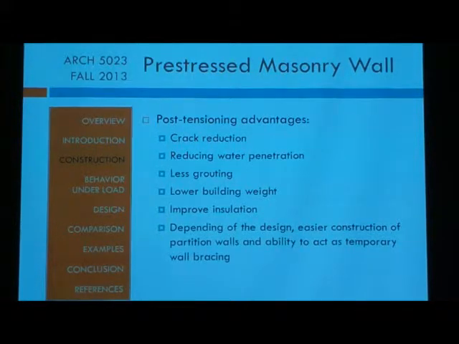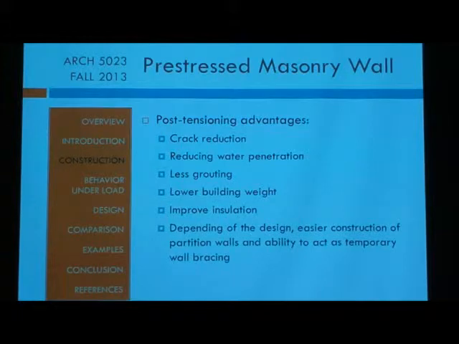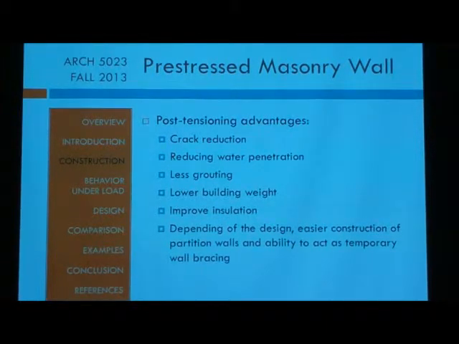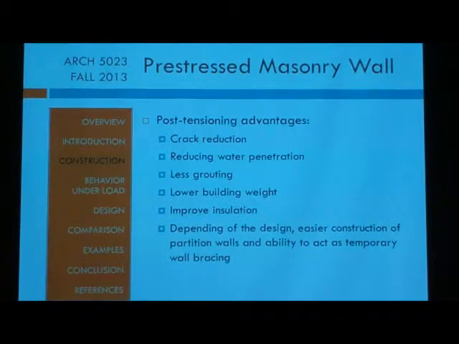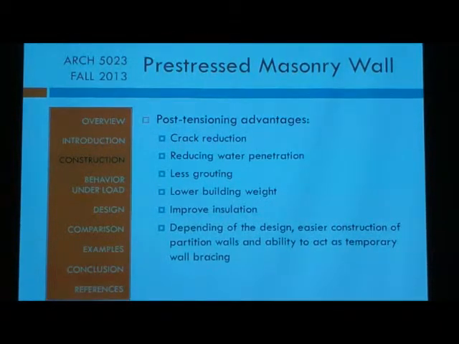You have less grouting to be used, depending on which one you're using, because if you use pre-tensioning, it will be different. For post-tensioning, you don't need to use as much. And you have a reduction of the load, a reduction of the weight of the building, which you have to take into consideration whenever you're designing, because now your support is not going to have the same load as before, or if you use another type of construction. You can improve the insulation if you use different systems like the integral insulation, where you place the insulation in between where the grout is supposed to be.